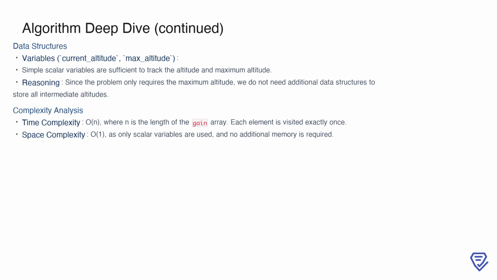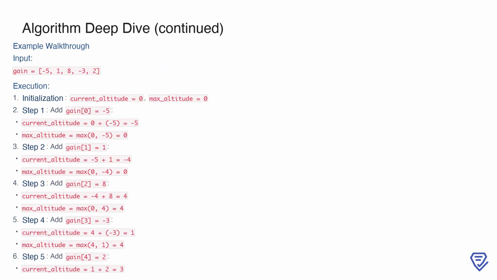In terms of complexity, the time complexity is O(n), since we traverse the gain array exactly once. The space complexity is O(1), as we use only a constant amount of memory regardless of the input size. This efficiency makes the solution scalable even for large inputs. Let's walk through an example to see how the algorithm works in practice.